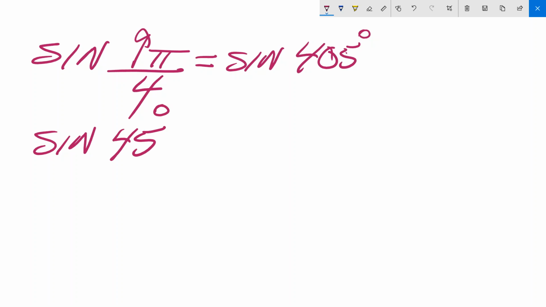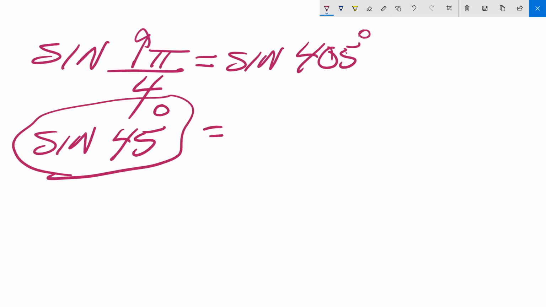Okay. So this is really the problem. What is the sine of 45 degrees? It's as simple as that. Just what's its plus or minus sign? First quadrant. All first quadrants are plus. Okay. What else?